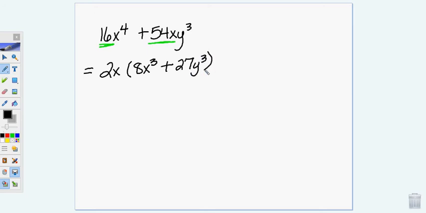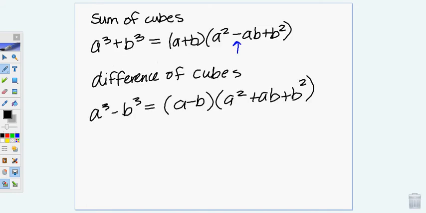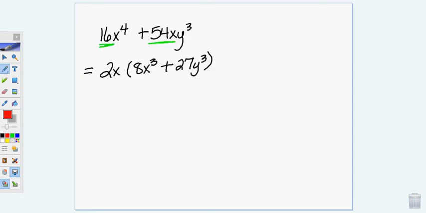Now, we're not done yet, right? Because based on what we saw over here, which one of these terms is it? I am, of course, looking at this one. I have over here a sum of cubes, so let's go back to the other page. I have a sum of cubes right here, so I can factor that. Now, because I'm not doing anything with the 2x, I'm going to leave it alone. So I'm just going to write equals 2x. Now I have this sum of cubes.